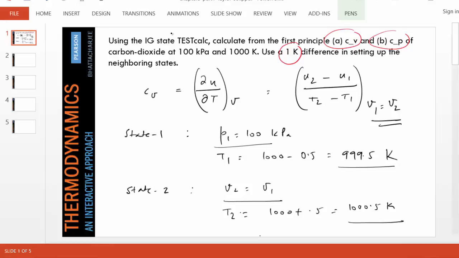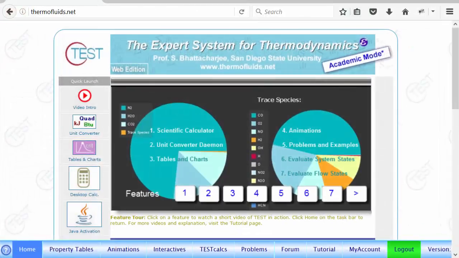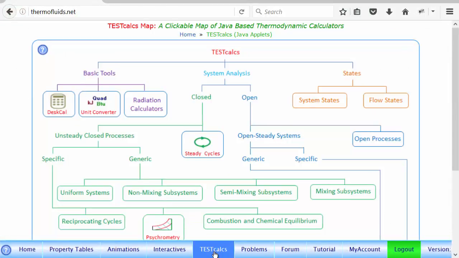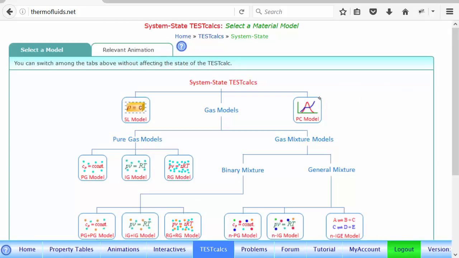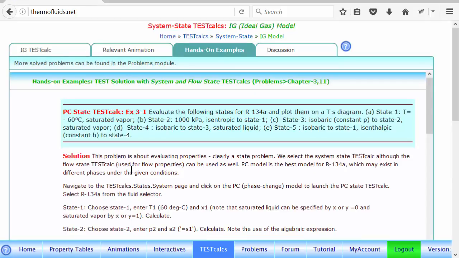So let's start the IG state TEST calc. How do we do that? I've already logged in to thermalfluids.net. Let's go to TEST calc and let's launch, because we are interested in properties, the system TEST calc. And what is the IG model? Well, you notice all the gas models are here. So we click on the IG model.